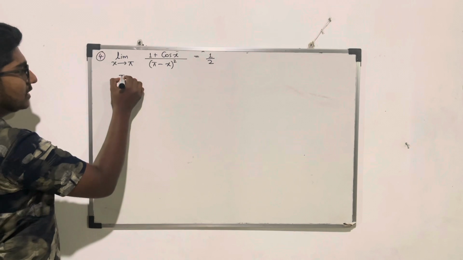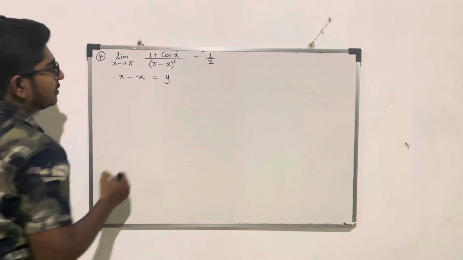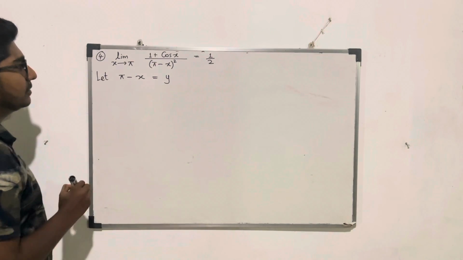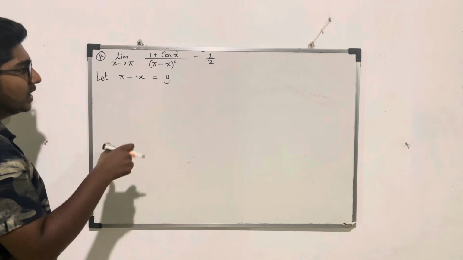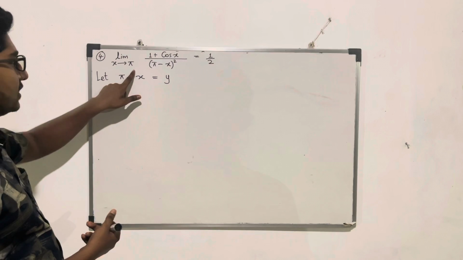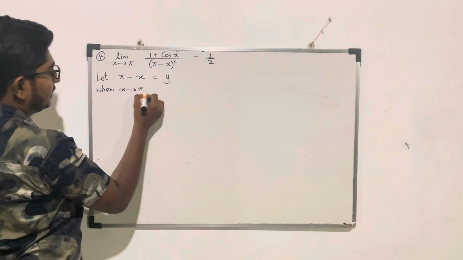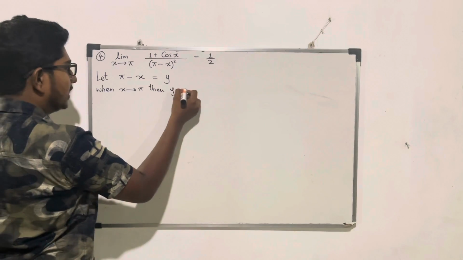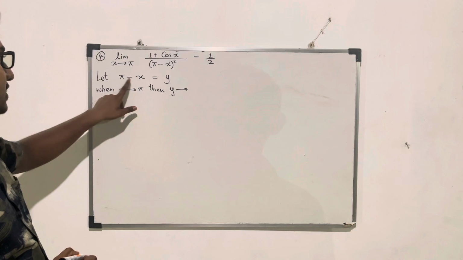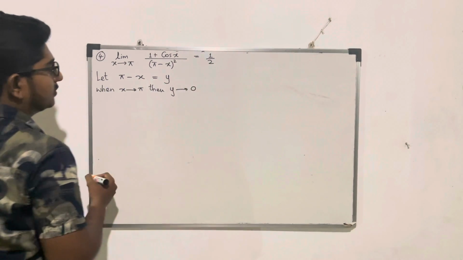That means we have to cancel this 5 minus x factor, which is the not defined factor in this particular fraction. For that, I will substitute 5 minus x as y. So this is my substitution. Let 5 minus x equal y. Now we are going to change this question to y. Then we have to change the limit into y as well. So when x tends to 5, then y tends to 5 minus 5, which becomes 0. Then y tends to 0.